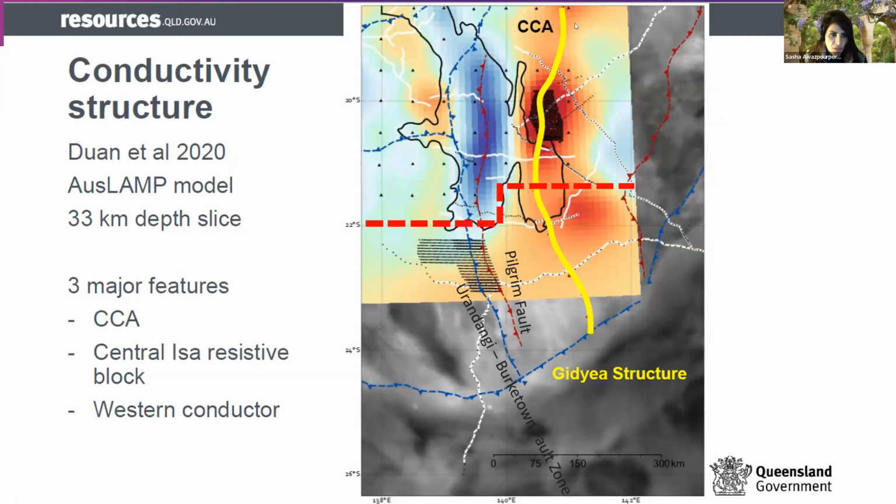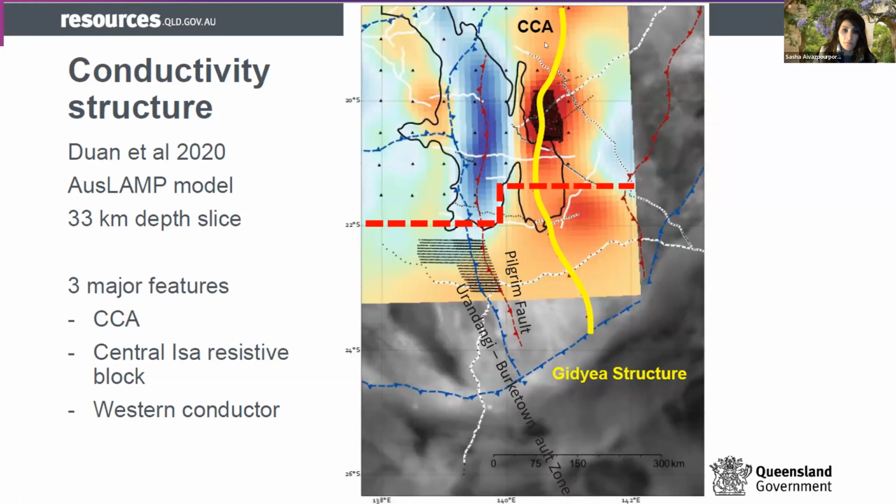You have a slice at 33 kilometer depth of a model done by Dawn et al. in 2020, and it's from Oslam. And that's basically this conductor, the Kalankari conductor anomaly.